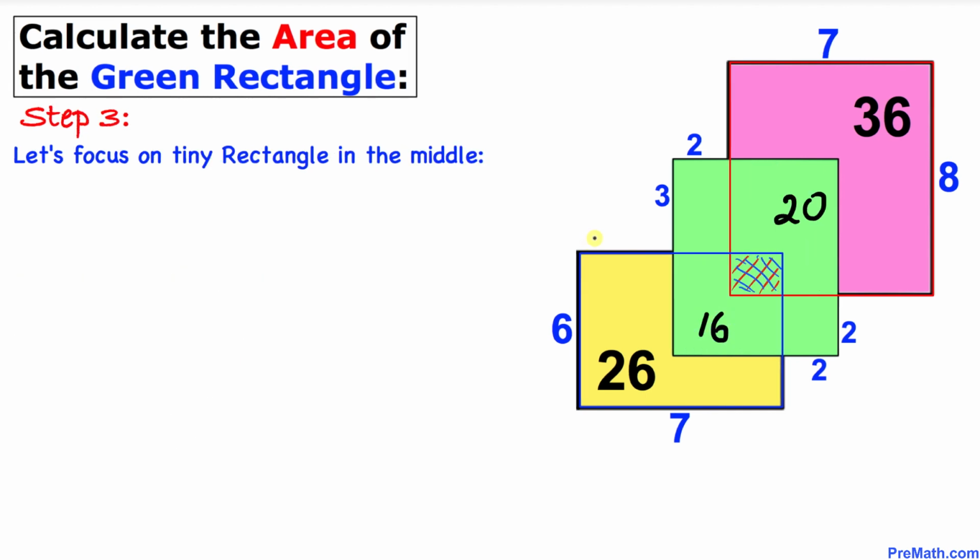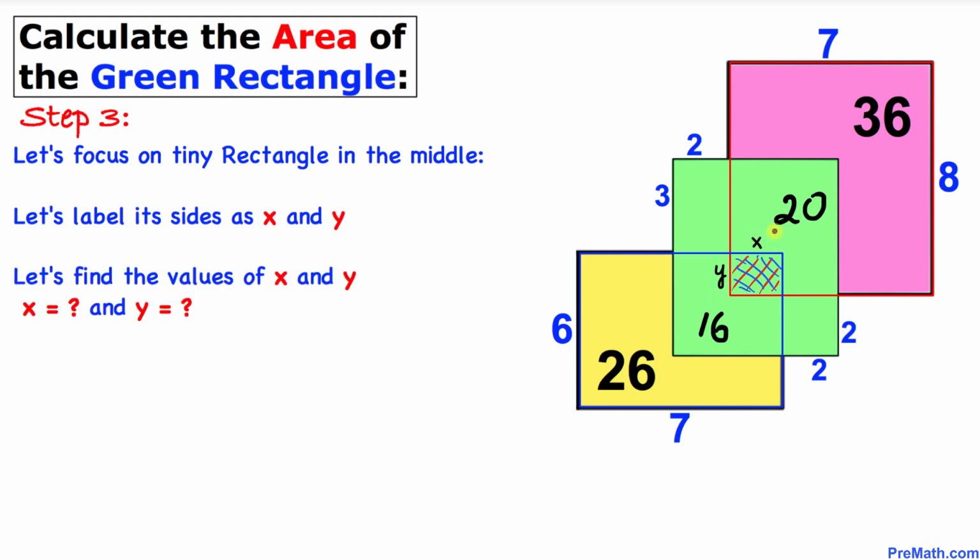And here's our next step. Let's focus on this tiny rectangle in the middle, and let me label its sides. I'm going to label this side as X and this side as Y. And now we are going to find the value of X and the value of Y.